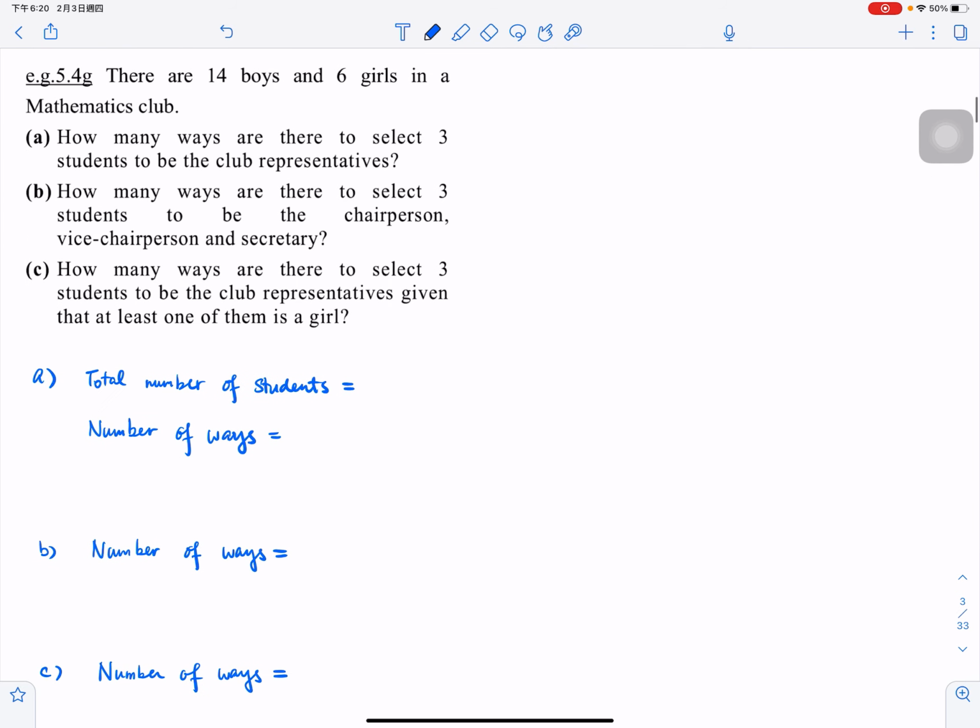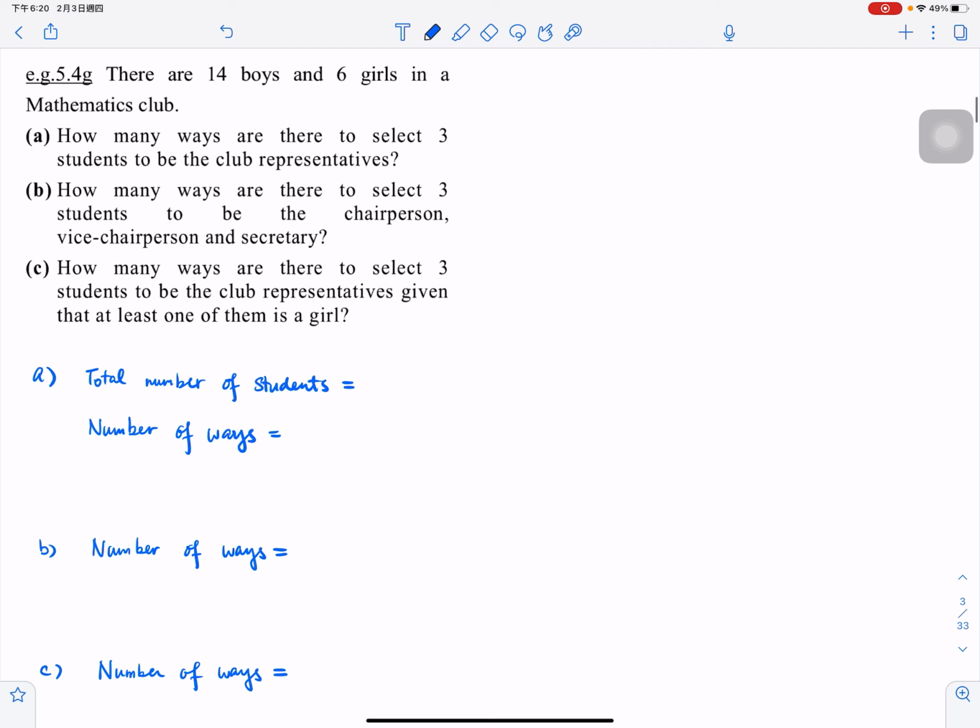One more example. Here, 5.4G. There are 14 boys and 6 girls in a mathematics club. Then, part A. How many ways are there to select 3 students to be club representative? Just think of it as club representative, to select 3 of them. Any condition? Seems not. So, how many total students are there? 14 boys and 6 girls. So, total 20.